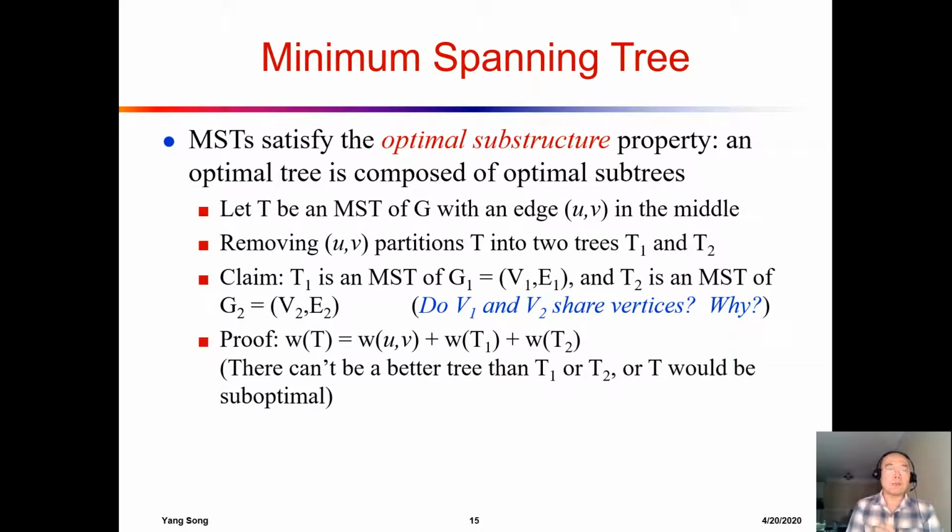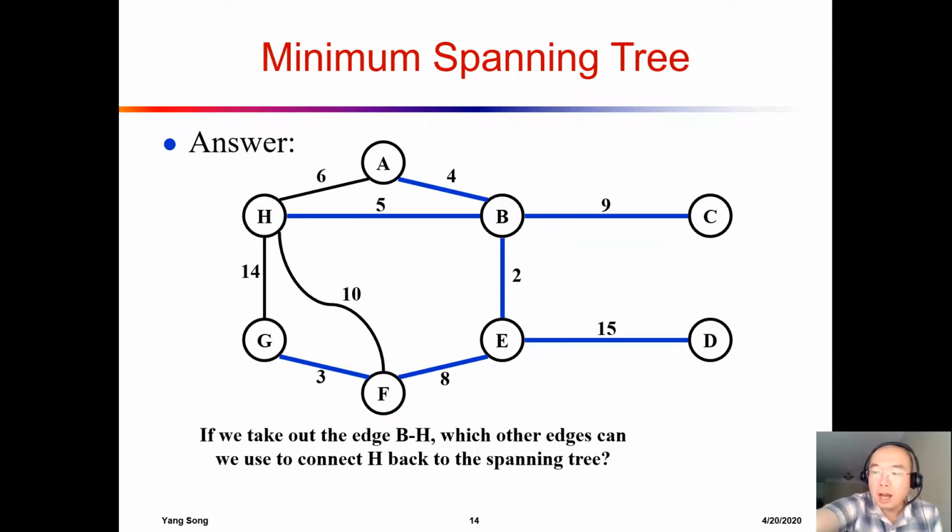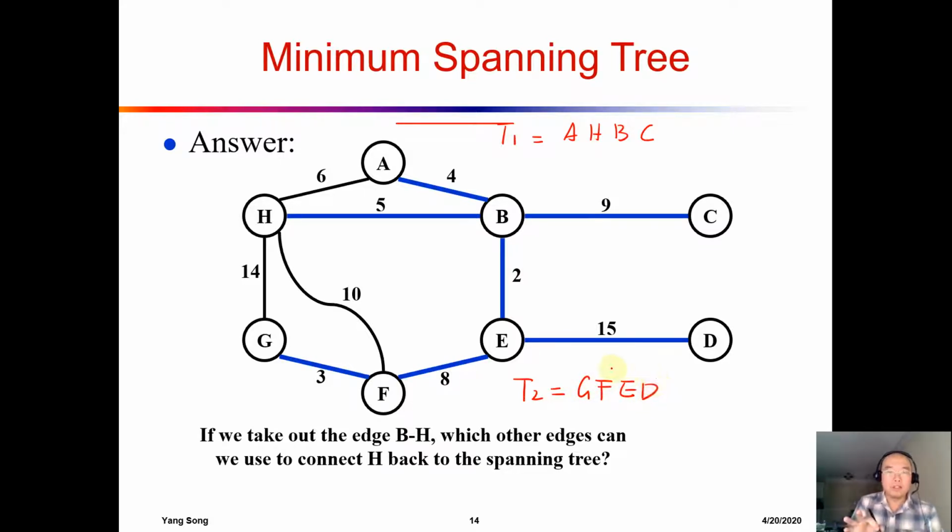Okay, so if we want to divide this MST into two parts, we just say there are two subtrees, tree 1 and tree 2. If we use this one as an example, we use tree 1 as A, H, B, and C. And then we also have tree 2 that is G, F, E, and D. So we are just dividing this MST into two smaller trees, T1 and T2.